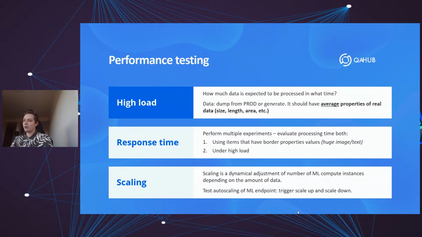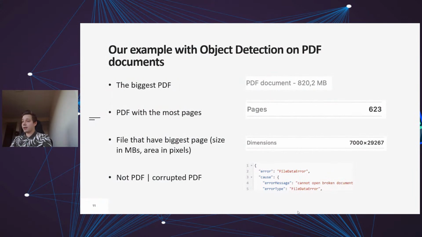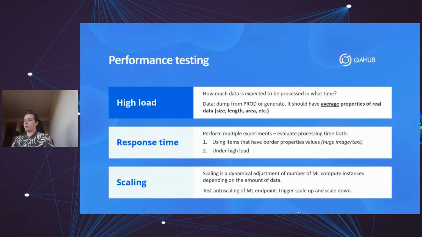This is not a very good data set for this purpose. In addition to overall system performance testing, it's also beneficial to run performance tests on ML endpoints separately. Additionally, when response time is a requirement, we should perform multiple experiments to evaluate processing time, both using items that we discussed on previous slides that have some extreme or border values of properties, and under high load using the appropriate data set with some average properties.